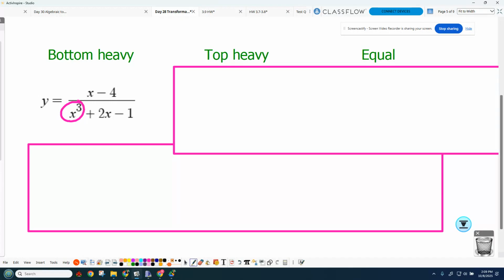So the highest exponent determines if it's top heavy or bottom heavy, yes. So there's an x cubed in the bottom compared to an x to the first up top. The horizontal asymptote is going to be y equals 0. It will eventually ride off into the sunset at 0 with its house and its dog and llamas and hedgehogs, all the farm. Noah, he can come too.